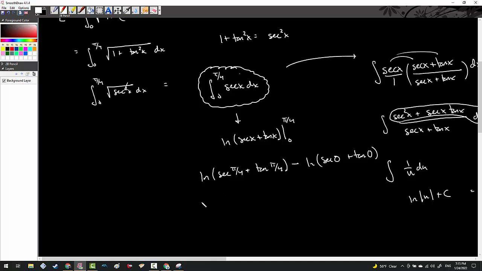So from here, this is going to be ln of, so secant of pi over 4 is going to be rad 2, tangent of pi over 4 is going to be 1, minus, this is going to be ln of secant of 0, which is 1 plus 0. ln of 1 is 0, so it goes away, so you end up with the ln of rad 2 plus 1 as your arc length from 0 to pi over 4.